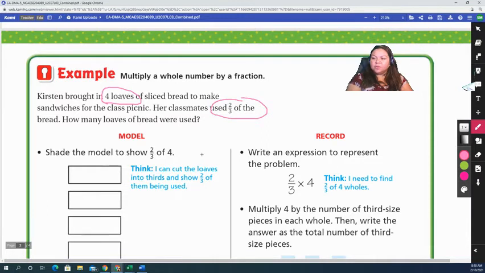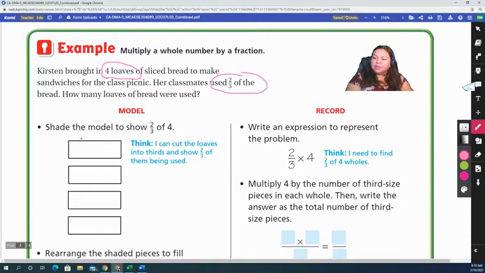Okay. So we're going to make the model. And in our model, we have 4 loaves of bread. Of course, they're not squares, but we're just making this rectangle represent loaves. I can cut the loaves into thirds and show 2/3 of them being used. So if they only use 2/3, what I'm going to do is each bread, I'm going to cut it into thirds.